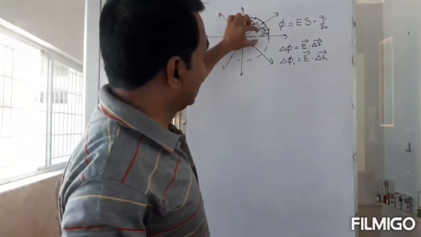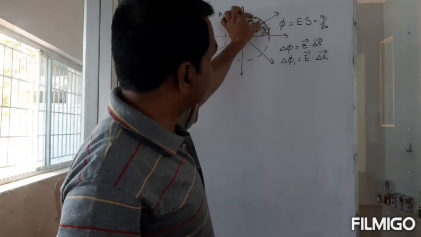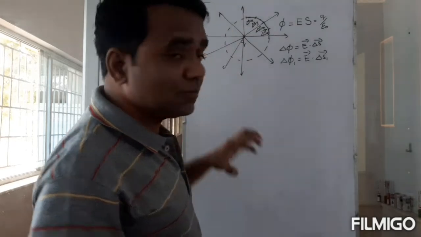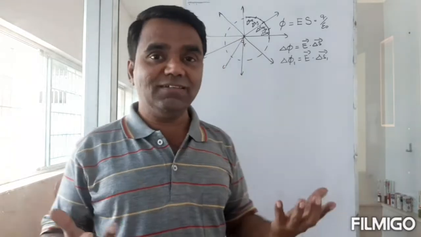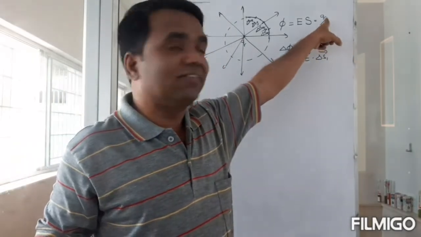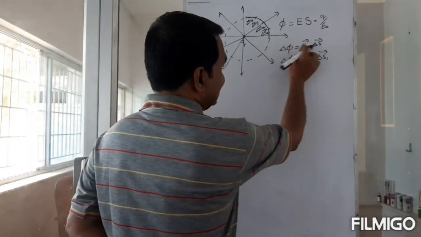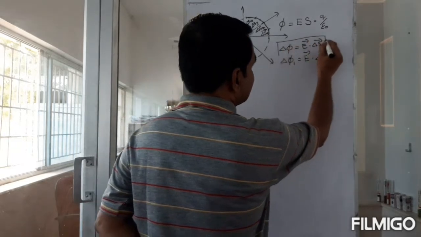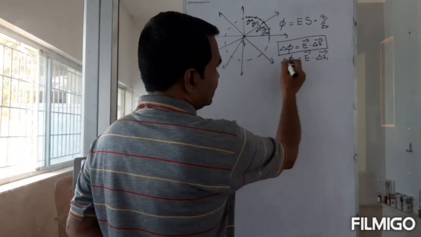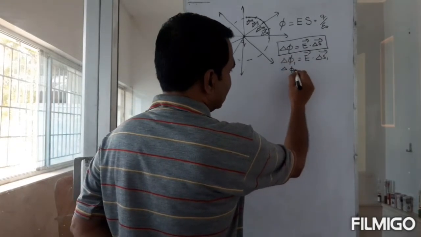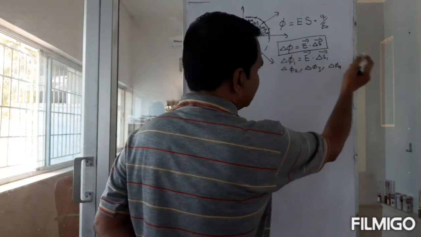So if you calculate the flux through this, and then through this, and through this, if you calculate for all the small areas comprising that sphere, then if you add it all up, I should be able to get this, right? Q by epsilon naught. So this delta phi is equal to E dot delta S. That's the amount of flux through that small area delta S. And then delta phi 1, delta phi 2, delta phi 3, delta phi 4, delta phi 5, all that you will have.